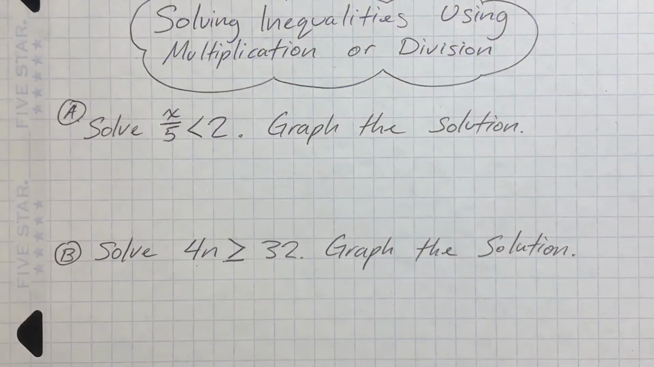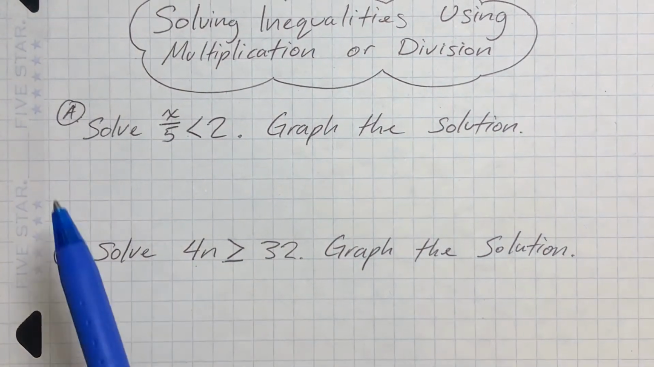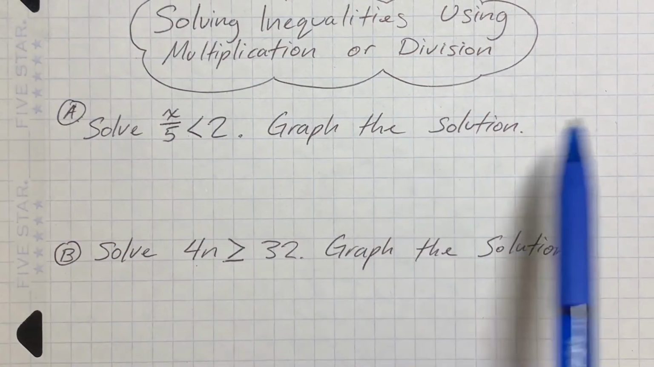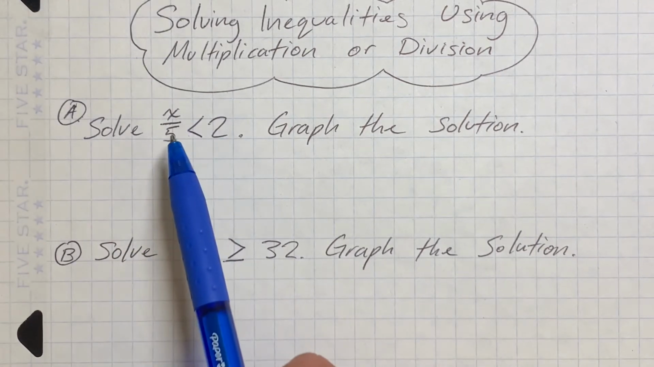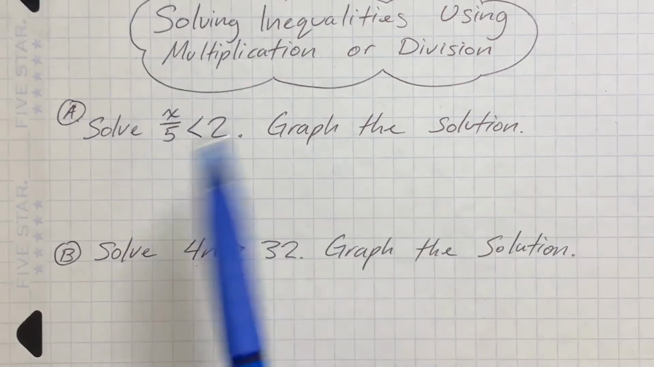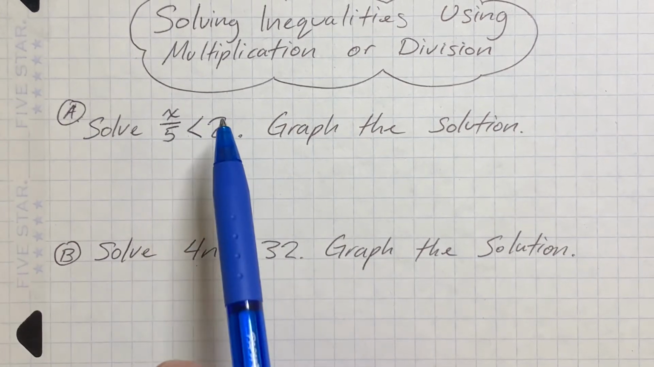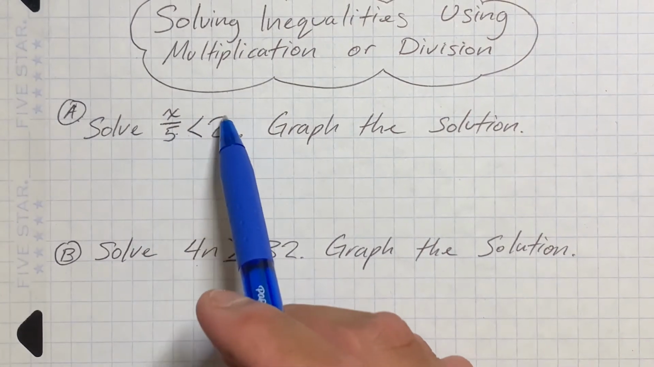All right, using the same concepts of what we did with the last examples, this time we're going to solve inequalities using multiplication or division. So we have two examples here. We're going to solve first and then graph the solution on a horizontal number line. We're going to solve x over 5 is less than 2. Since we're dividing here, we're going to multiply.